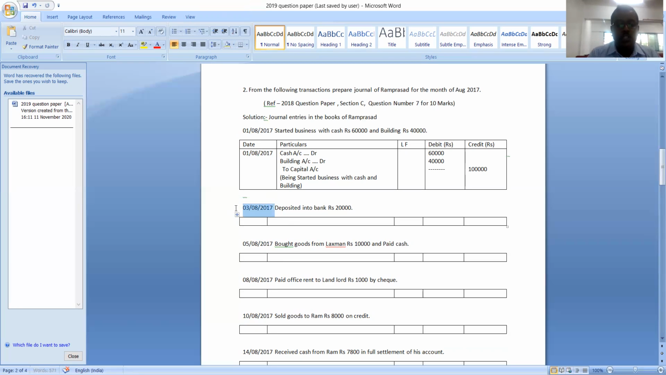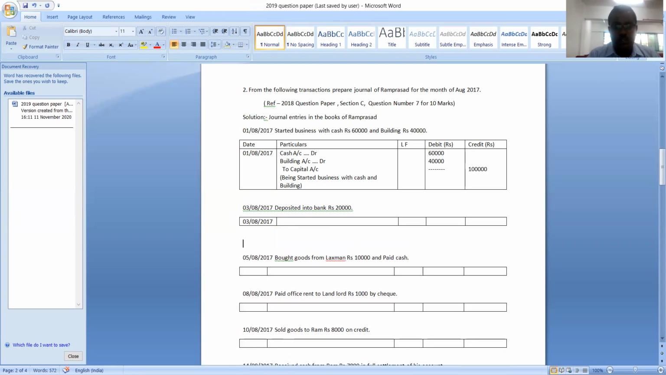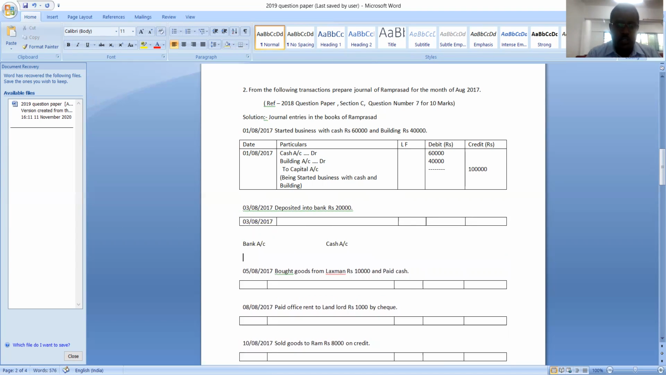The next transaction is dated 3rd August 2017. Let us read the transaction and see how many accounts there are. What is the transaction? Deposited into bank rupees 20,000. We are depositing 20,000 rupees cash into the bank. So which are the two accounts here? One is the bank account and the other is the cash account. These are the two accounts involved in the transaction.